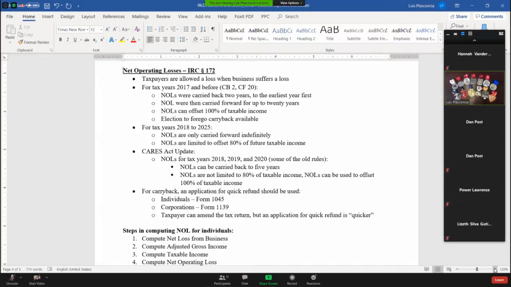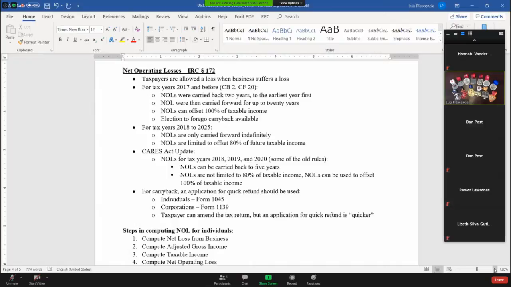So again, let's say I have a net loss in 2017, then I would have to carry it back to 2015 first, then 2016. If I have anything left over, I can carry it forward to 2018, 2019, and so forth. So that's how it works. I have to carry it back to the earliest year first, and then carry it forward. Again, NOLs can be carried forward for up to 20 years. Now, how much can I use? Well, whatever my taxable income is, whatever year I'm carrying it forward or carrying it back to.